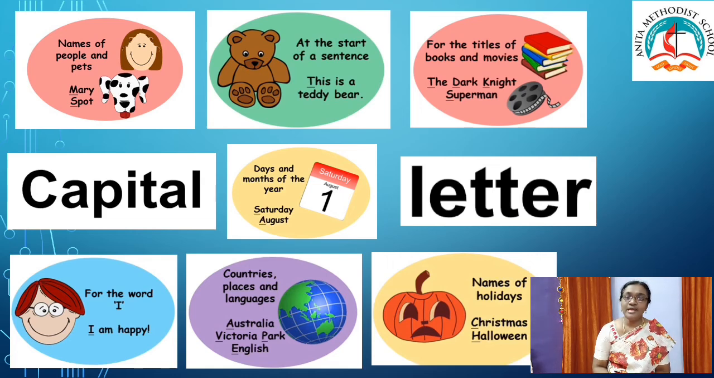The next one, days and months of the year. For example, Sunday, Monday. Wherever it comes, you have to use a capital letter. Another one, January, February, March. You have to use a capital letter. The next one is wherever you write I, you have to use a capital, whether in the beginning, in the middle or at the end. Next one, names of the countries and places. America, Canada, India. You have to use capital letters. And the languages, English, and also festivals.